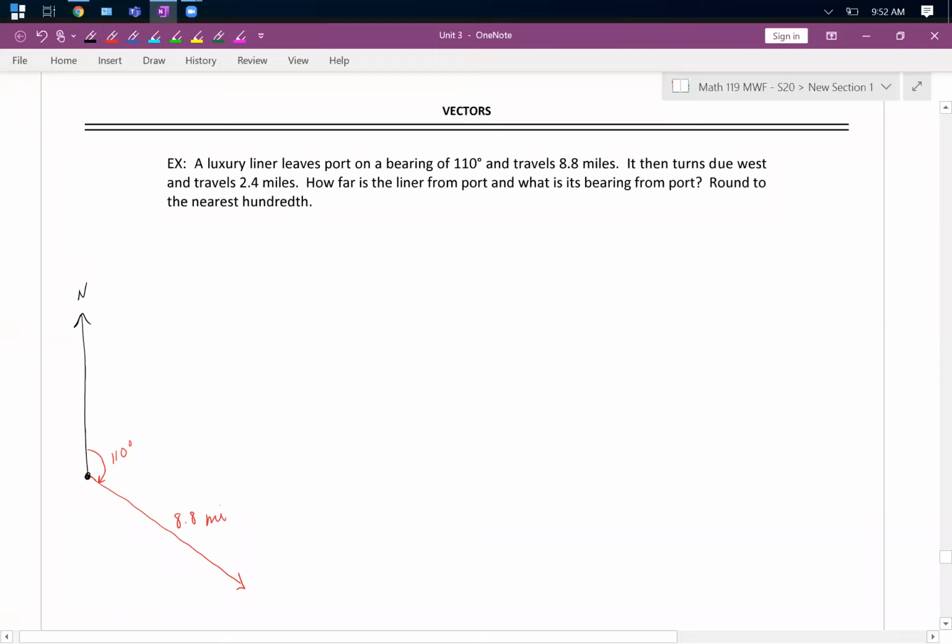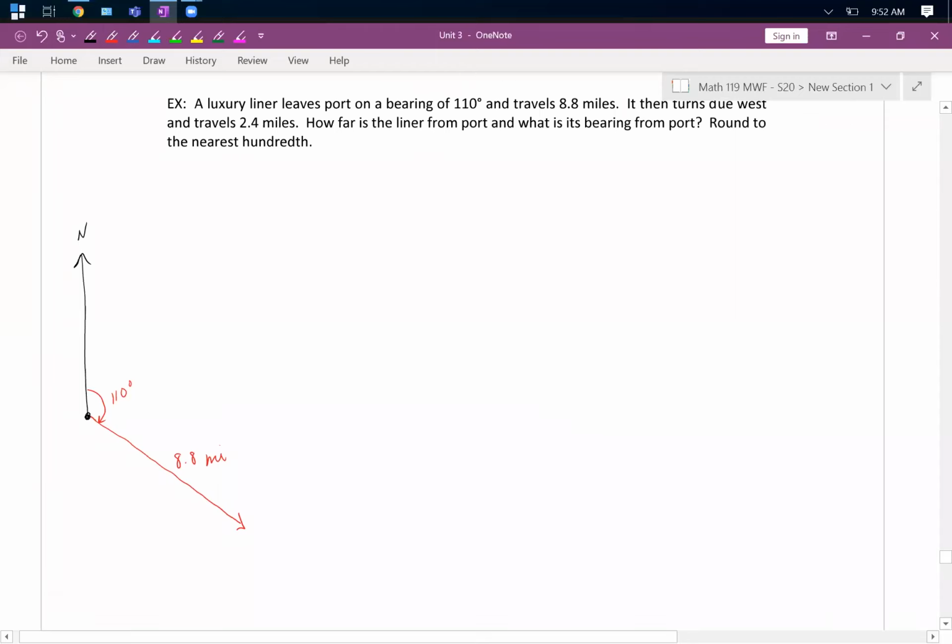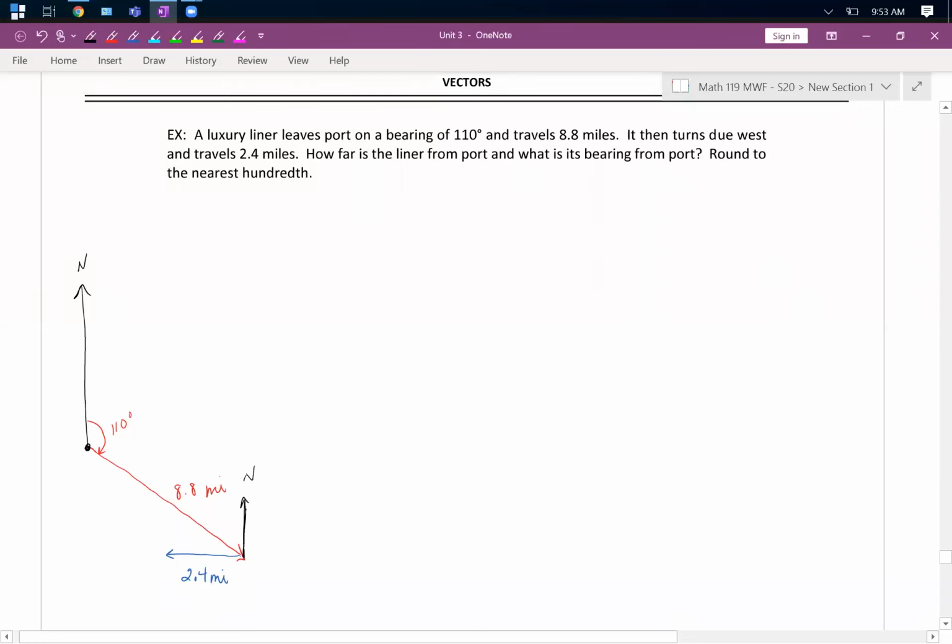Then it turns due west and travels 2.4 miles. So here's my due north line again. And traveling due west 2.4 miles. And then we want to find how far is the liner from port. So we're looking for that right there. Okay, well, that's all the information they give us.